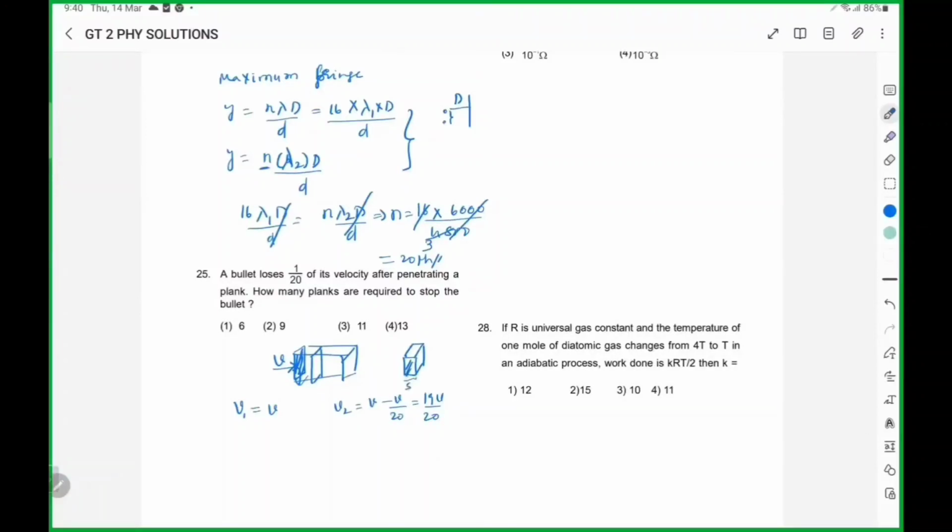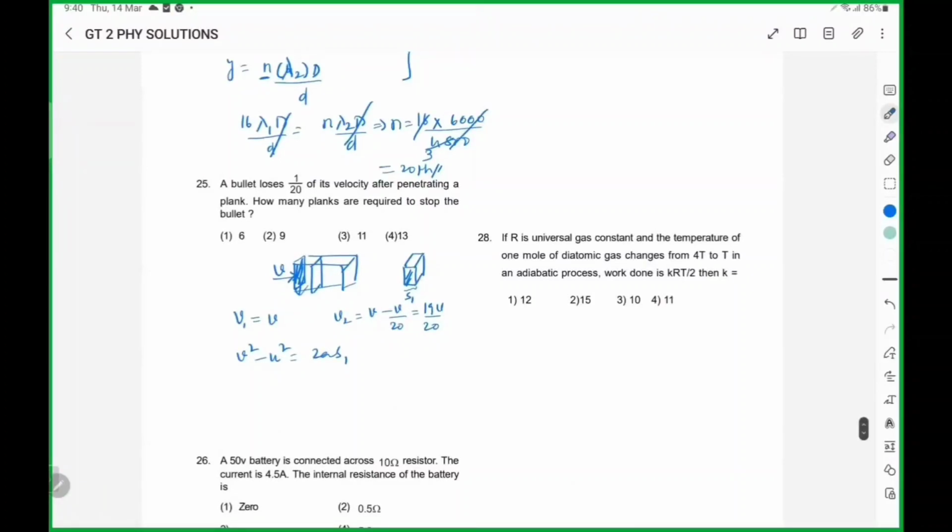The plank thickness as S1. So v square minus u square is 2a S1, where S1 is the thickness of one plank. Then 0 square minus v square is 2as. So how many planks are required to stop? Maybe n number of planks are required. So the total length will be s, where s means n such planks.